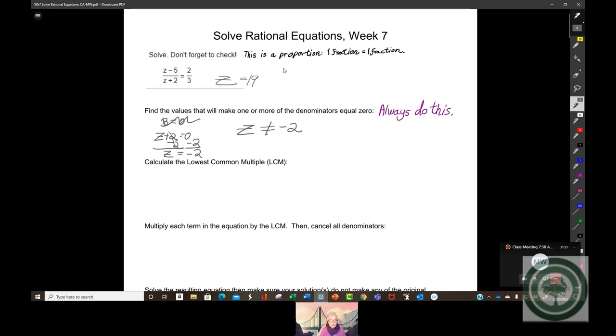Okay, but let's do it. z minus 5, 19 minus 5 over 19 plus 2. That's going to be 14 over 21. Which is 2 over 3. So woo-woo, it checks.